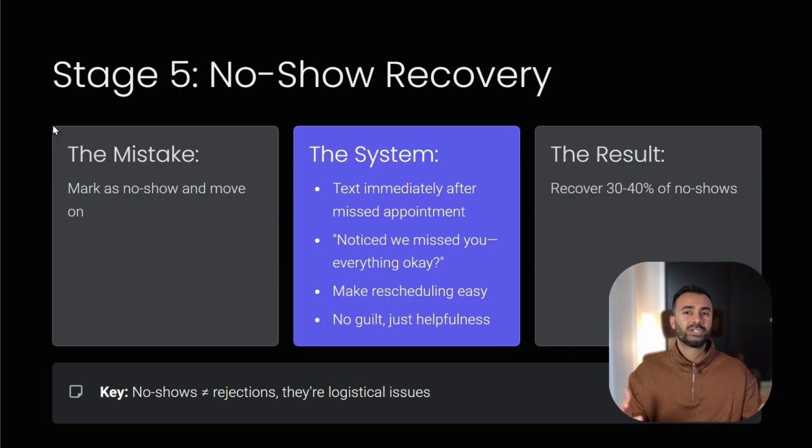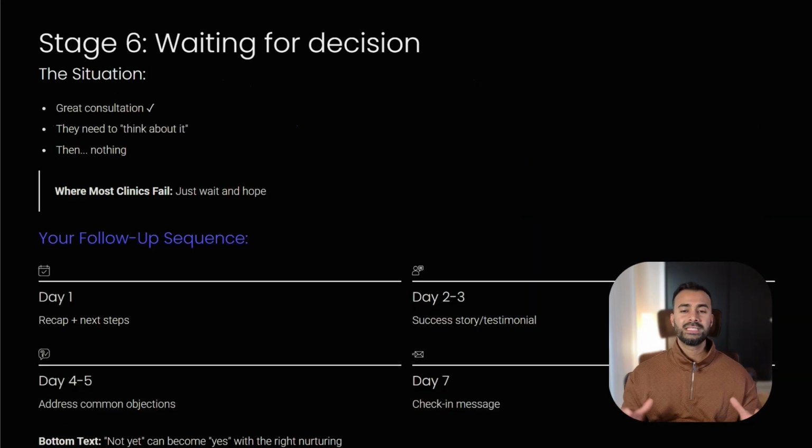And this way you're not pressuring them. You understand that life gets in the way, things are happening. So you give them an alternative to reschedule at a time that would be a little bit more convenient for them. And when you have this system in place, our clients show a 30 to 40% recovery of these no-shows. So remember, no-shows does not mean that they're not interested. It just means that they're busy. Life happens. This stage is very important. A lot of our clinics have people in this waiting for decision stage. And it's not necessarily a bad thing.